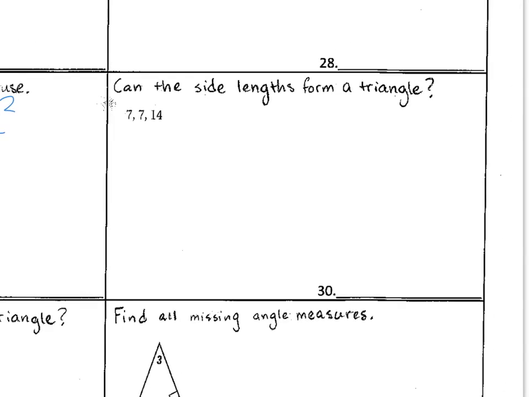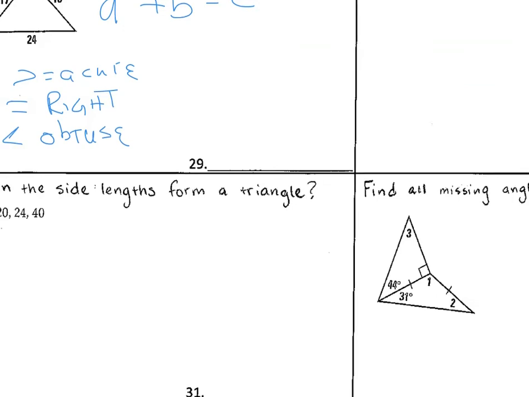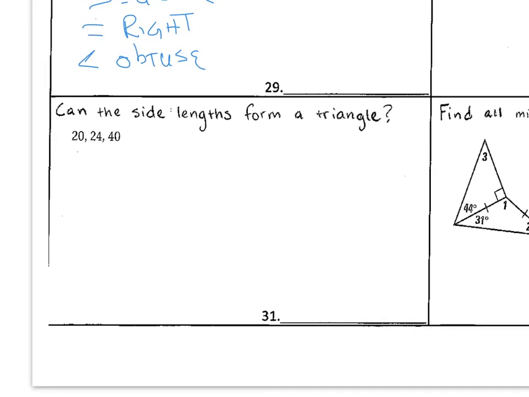30, wanting to know if these can be the sides of a triangle. Like I was talking about before, just add these two small sides together, but they got to be bigger than the third side in order to be a triangle. You just write yes or no. 31, can the side lengths again form a triangle? Take the two shortest ones and add them together.